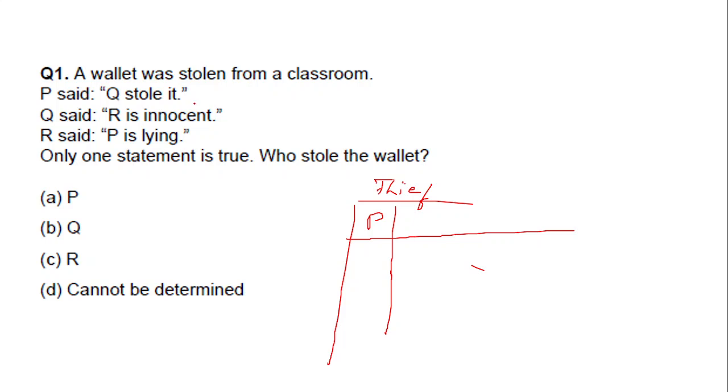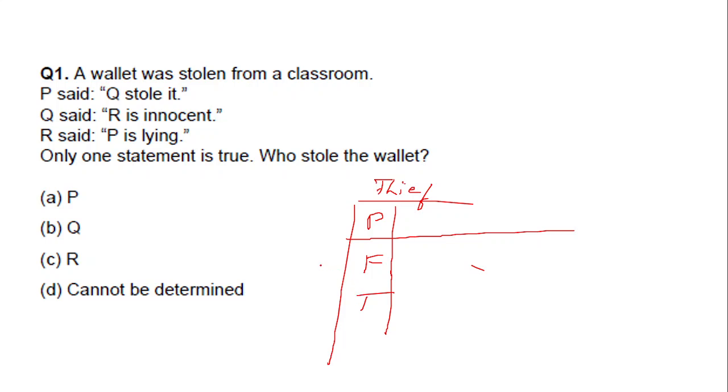First statement, Q stole it. So this will be false, correct? If P is the thief, P stole it, right? Q stole it will be false. So first statement is false. Okay. Now second statement. R is innocent. Yes, this is true because R is innocent. Correct. Because P is the thief. That is our assumption.